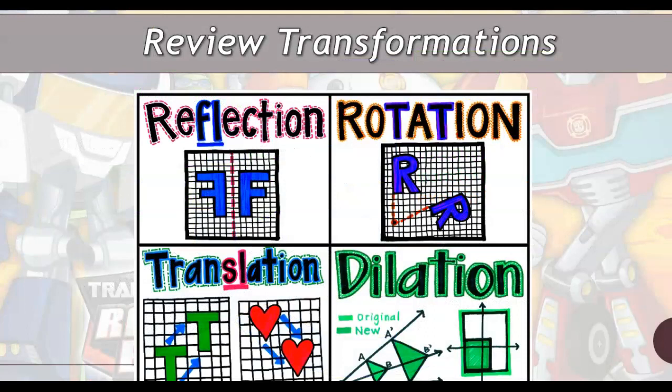Here is a quick review of the types of transformations that we have. We have a reflection here, which is a flip over an axis, either the x-axis or the y-axis. We have a rotation around a point. Rotations turn. Then translations are sliding or moving, and dilations are similar figures. We have enlargements and reductions when we are talking about dilations.